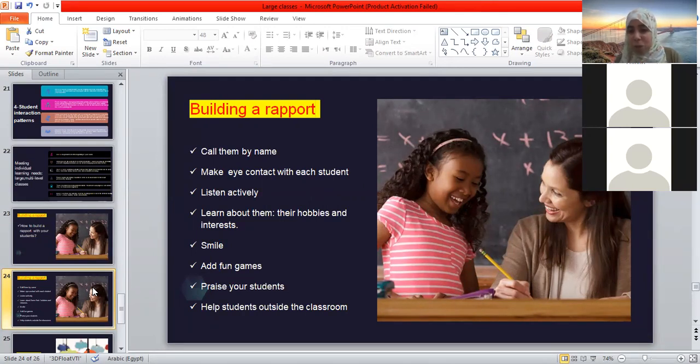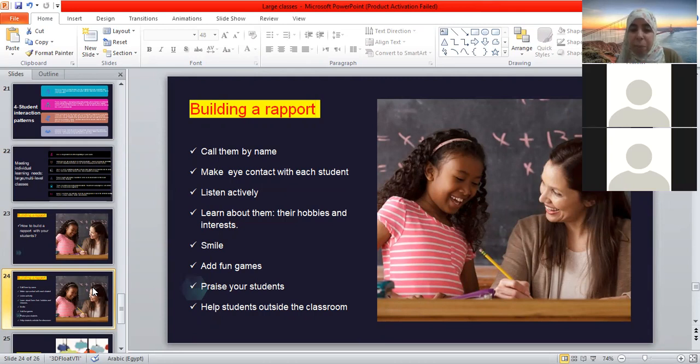Smile all of the time. Smile in your classroom, especially when you have a large class, and especially when we have problems in our classroom. Try to smile, try to have fun and play fun games, and praise your student. It's really magic to say that Noha is really excellent because she did so and so. You are very good students because and so on. Praise your students. And you can remember the star chart.